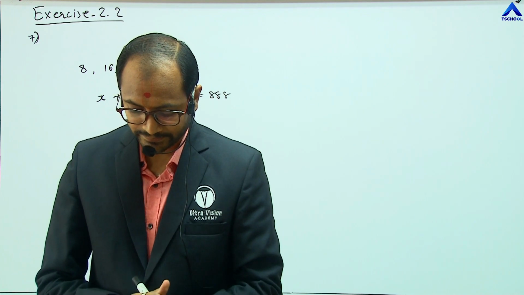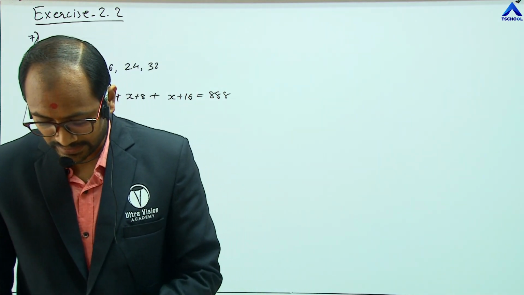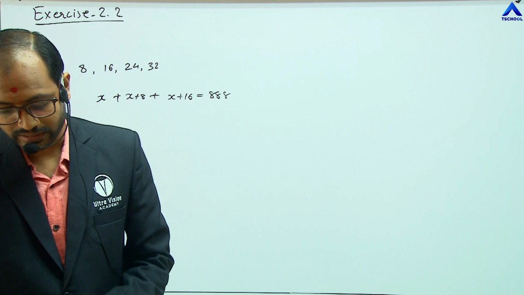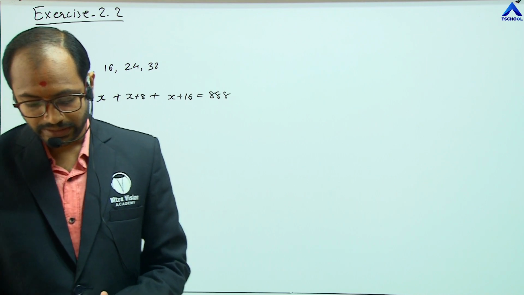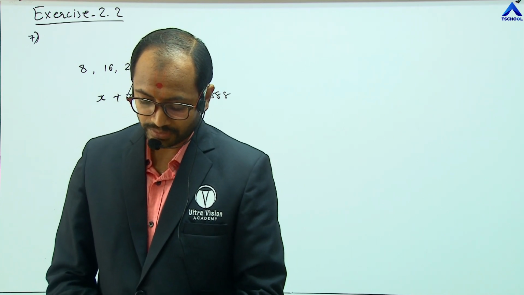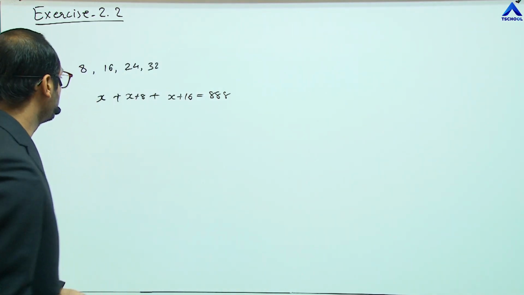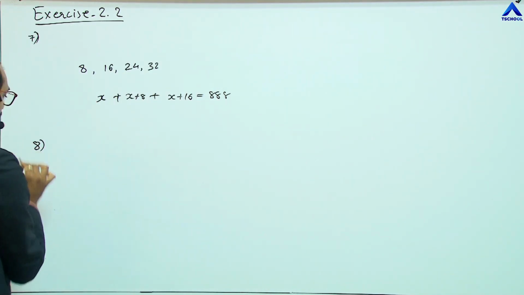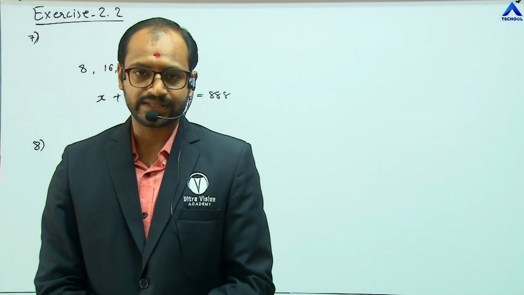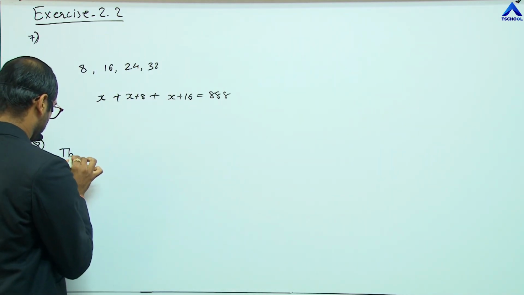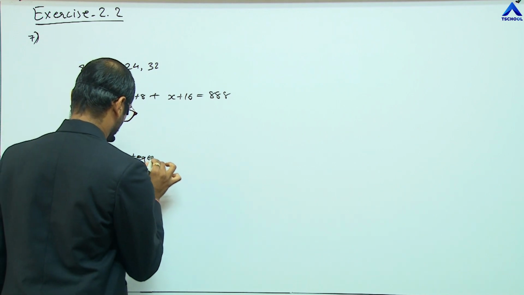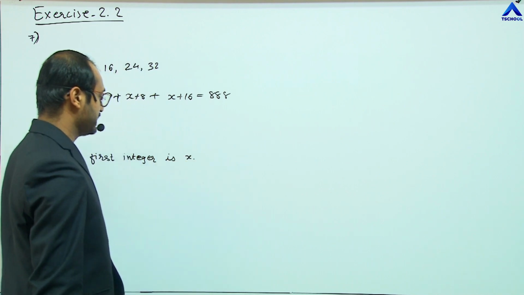8th numerical. 3 consecutive integers are such that when they are taken in increasing order and multiplied by 2, 3 and 4 respectively, they add up to 74. Find these numbers. So let me consider the first integer is x. Suppose the first integer is x.